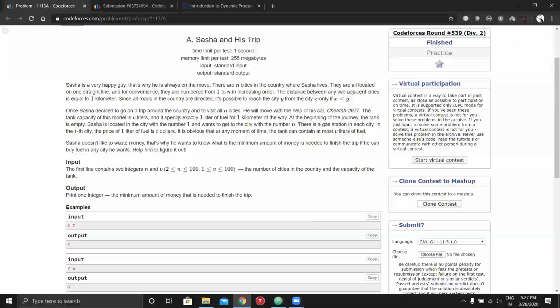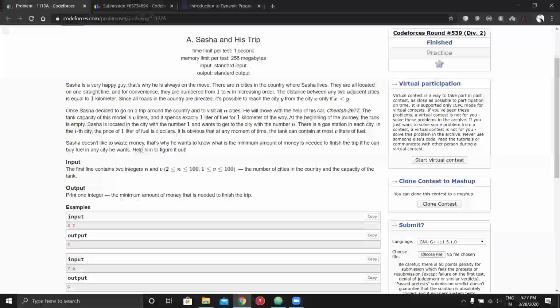And in the first city where she is, the cost for the fuel is equal to the position of the city. So in the first city, the cost of the fuel will be 1 rupee. Second city, the cost of the fuel will be 2 rupees. Third city, the cost of fuel will be 3 rupees, and so on. So here there is a gas station at each city. In the ith city, the price of 1 liter of fuel is $i. This is what is explained over here.